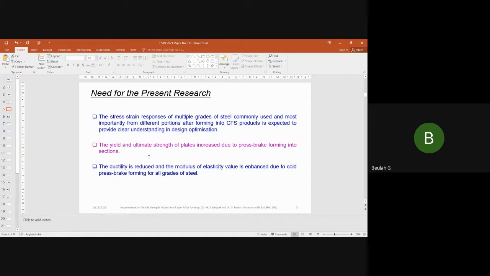So because of the press breaking mechanisms, the strength, it can be either yield strength or the ultimate strength, and it also depends on your stress strain graph. Your Young's modulus normally may increase or it keeps on with that basic value of 2 into 10 power 5 megapascals. So the ductility is reduced and the modulus of elasticity value is enhanced due to the cold press break forming of all the grades of steel.